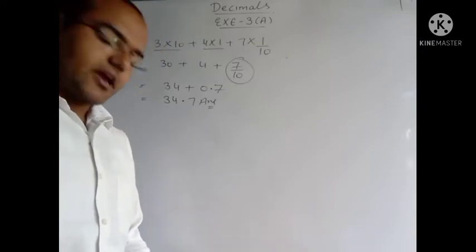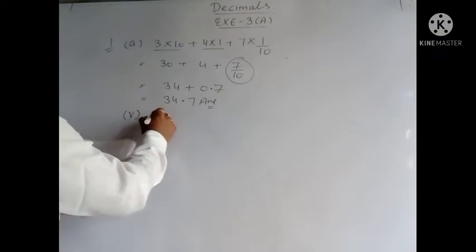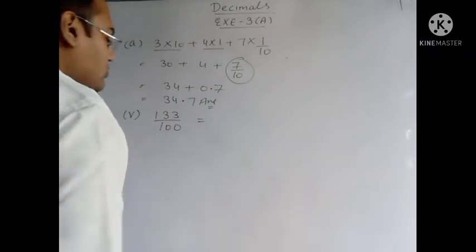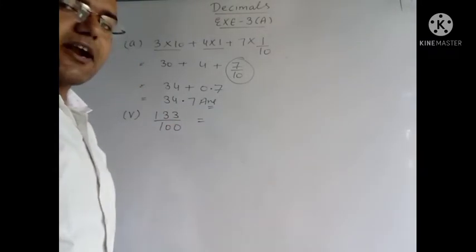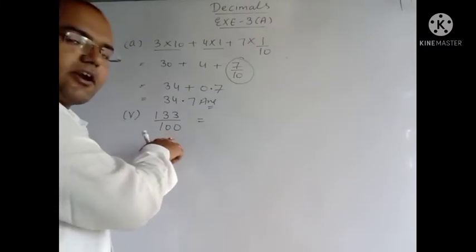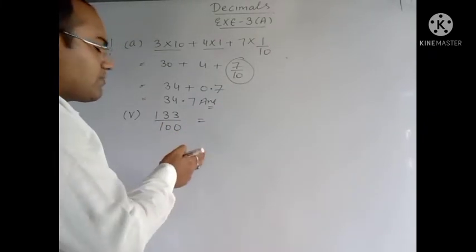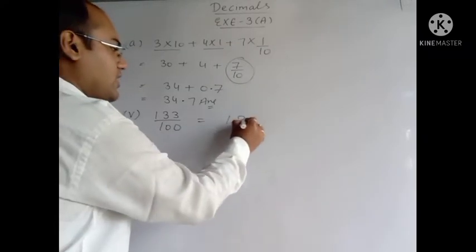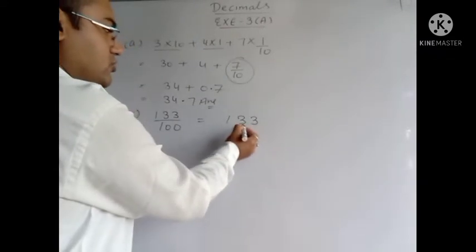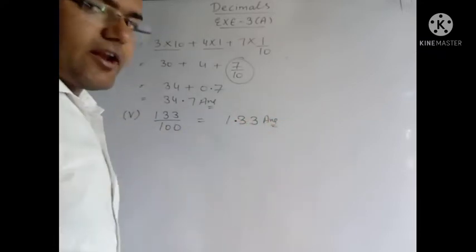Similarly you have to do part number 2 also. Now see part number 5. Fifth part is 133 upon 100. We have to change it into decimal form. First of all you have to count how many zeros are there in the denominator. It is 100. How many zeros are there? 2 zeros are there. So we will put the point before 2 digits. First of all we write 133. From the last we count 2 digits: 1 digit, 2 digits. So before 2 digits we put the point. So the final answer of this question is 1.33.